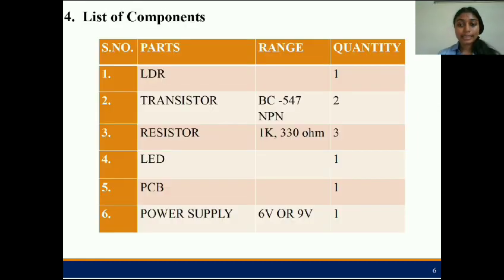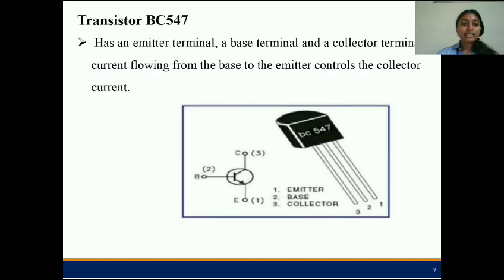The list of components. One LDR is used and two transistors of range BC547 NPN are used, and three resistors of 1K, 330 ohm are used, and one LED, one PCB and one power supply of 6 or 9 volts are used. The transistor BC547 has an emitter terminal, a base terminal and a collector terminal. The current flowing from the base to the emitter controls the collector current.